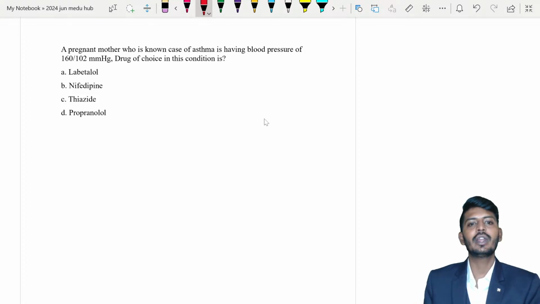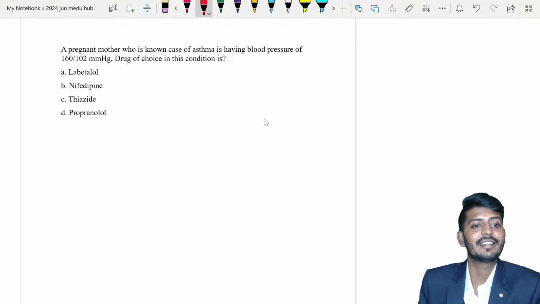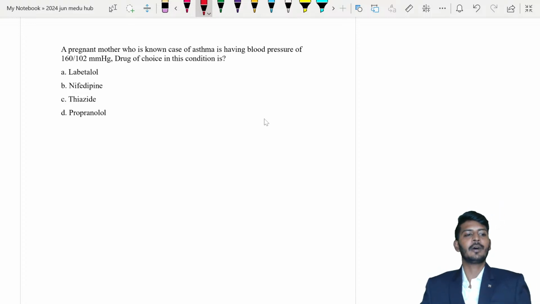A pregnant mother who is a known case of bronchial asthma, having a blood pressure of 160 by 102. The drug of choice in this condition is labetalol, nifedipine, thiazide, propranolol. Chalo sir, bata do answer, batao. So there are 4 drugs and she's a pregnant female. Okay, so kya karna chahiye? Labetalol, nifedipine, thiazide, propranolol. Come on, quickly give me the answer. Labetalol hai, nifedipine hai, thiazides, and propranolol. All of you are telling it is B.